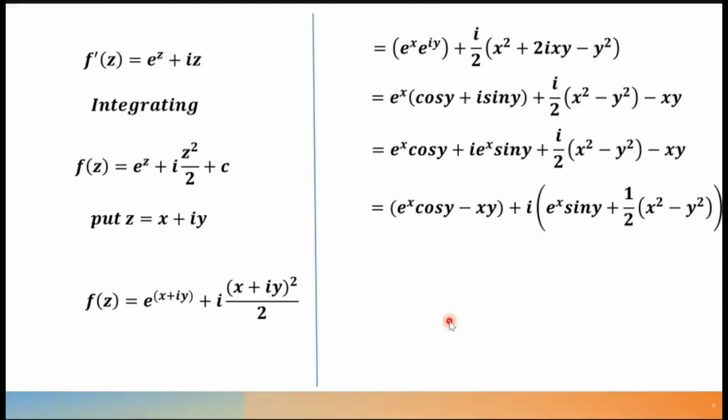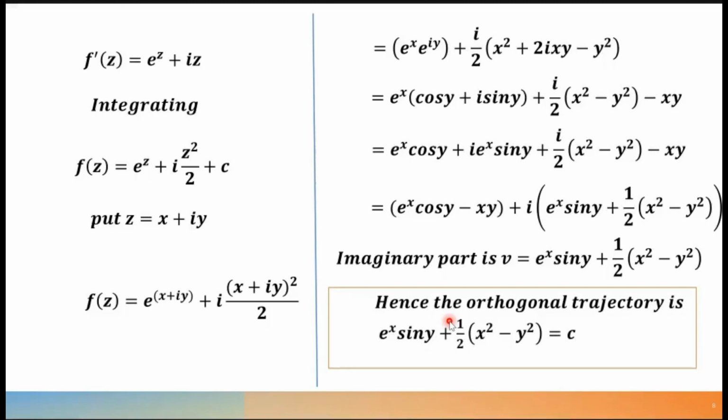So the orthogonal trajectory will be the imaginary part, which is equal to e raised to x sin y plus half into x square minus y square equal to c.